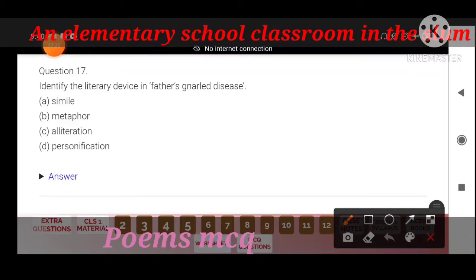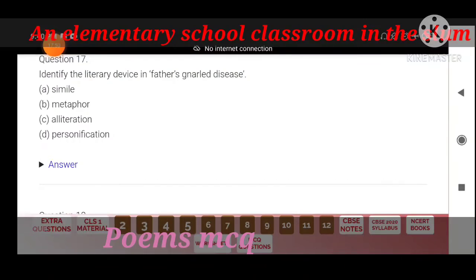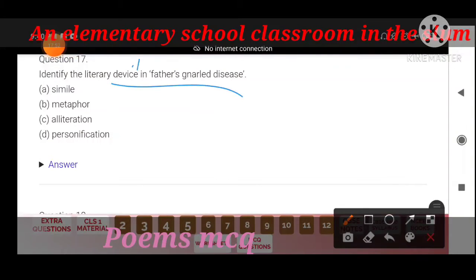Identify the literary device in father's granule disease. Options are simile, metaphor, alliteration and personification. Again here we can see that metaphor. In this poem maximum we will get metaphor. Here father is compared with some disease. So here the father's outlook is compared with a disease.